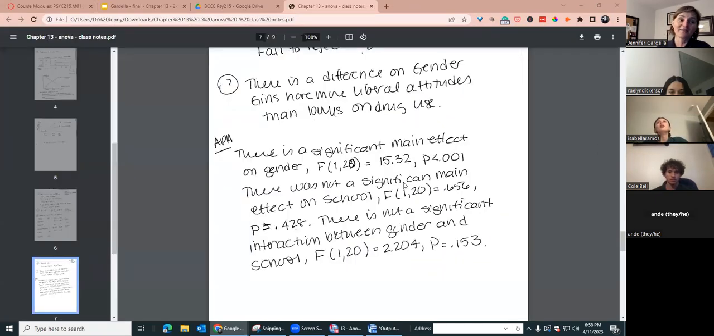There was not a significant main effect on school. F with 1 in 20 degrees of freedom equals 0.656. P equaled 0.428, right from the table. There is not a significant interaction between gender and school. F 1 in 20 equals 2.204. P equals 0.153. All of that gets backed up by the ANOVA table.